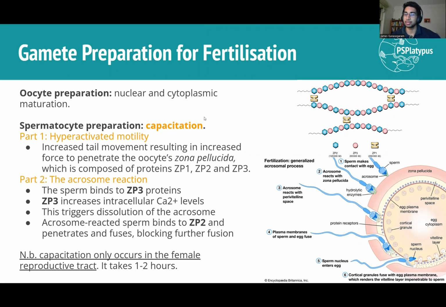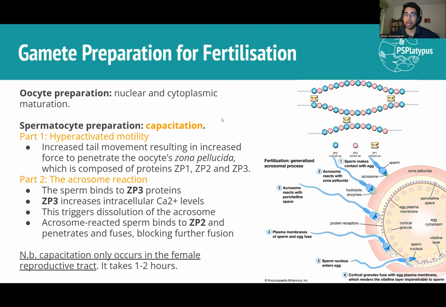So basically, in simple terms, when a sperm enters the epididymis, it's fully formed, but it's not ready to actually fertilize an egg. If you take it directly from there and you introduce it to an egg in serum, it won't fertilize the egg. There's a two-part reaction called capacitation that happens in the female reproductive tract.